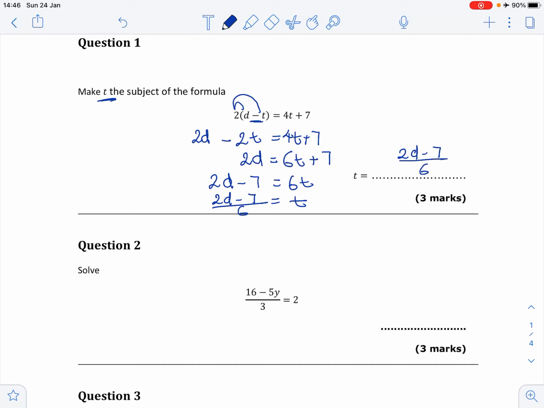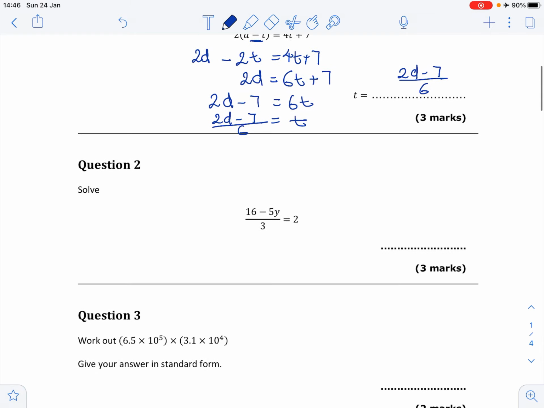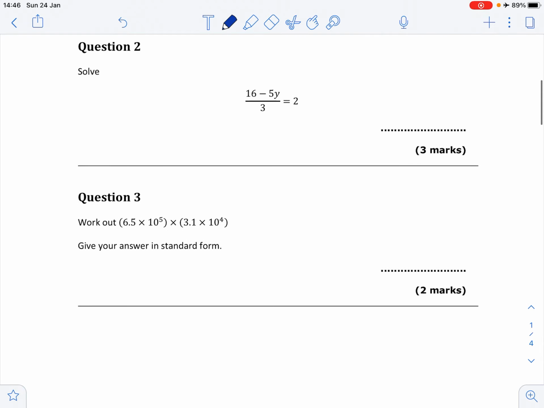Question 2, we want to solve this equation to find y. So when you say solve, we're finding the unknown value. Firstly, multiply by 3 on both sides, so I have 16 minus 5y. So multiply by 3 on both sides, so 2 times 3 is 6.